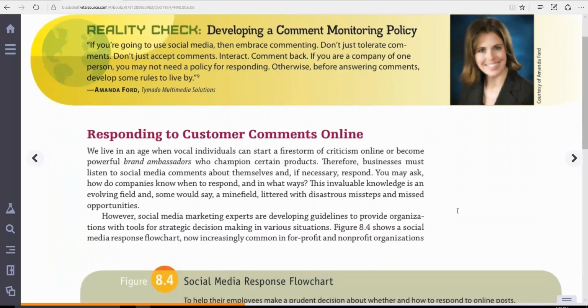All right, responding to customer comments online. We live in an age, and they're right, when vocal individuals can start a firestorm of criticism online or become a powerful brand ambassador. These brand ambassadors can champion certain products. Businesses must listen to social media comments about themselves and, if necessary, respond.